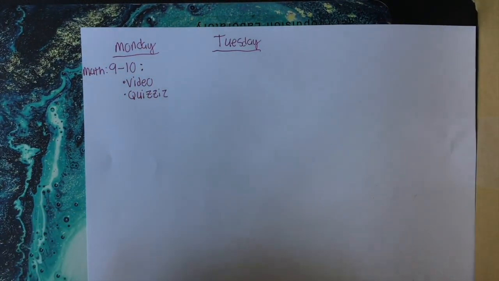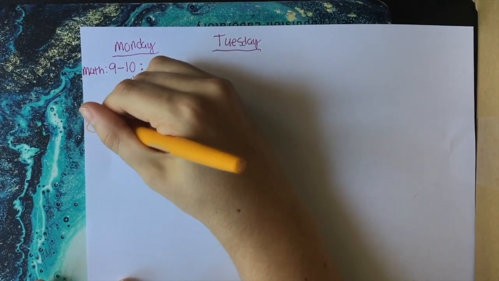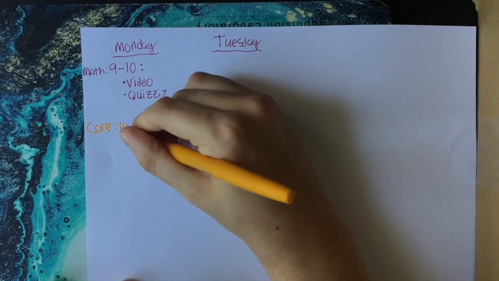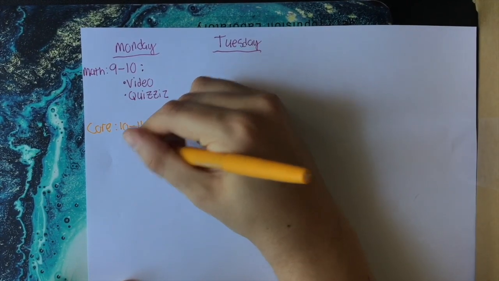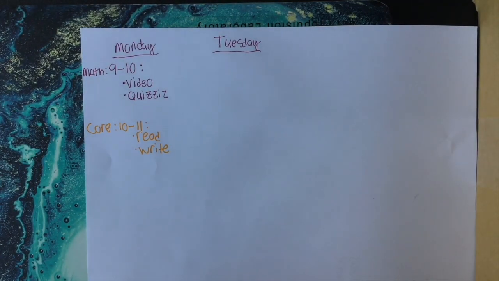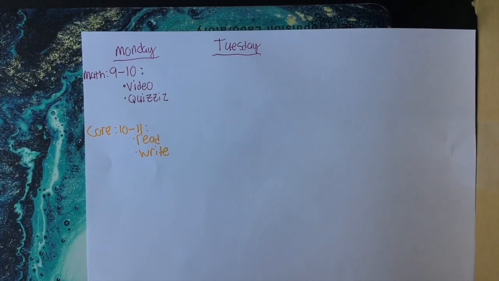And then you could do the same thing for your other classes. So maybe for core, you're going to work on core from 10 to 11. Maybe you need to read and write or whatever else you need to do in core. So that's just another trick of how you can stay organized.